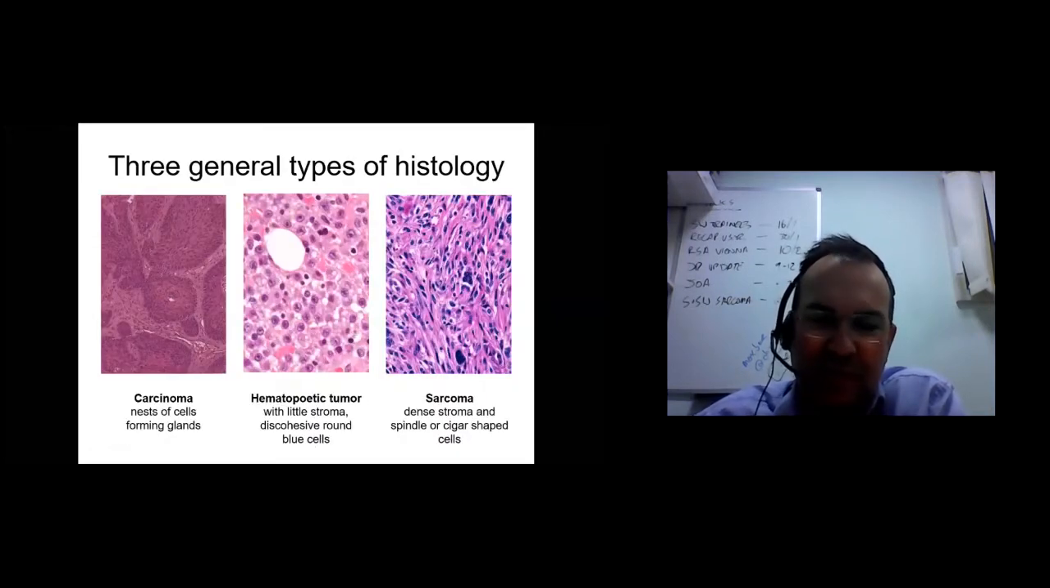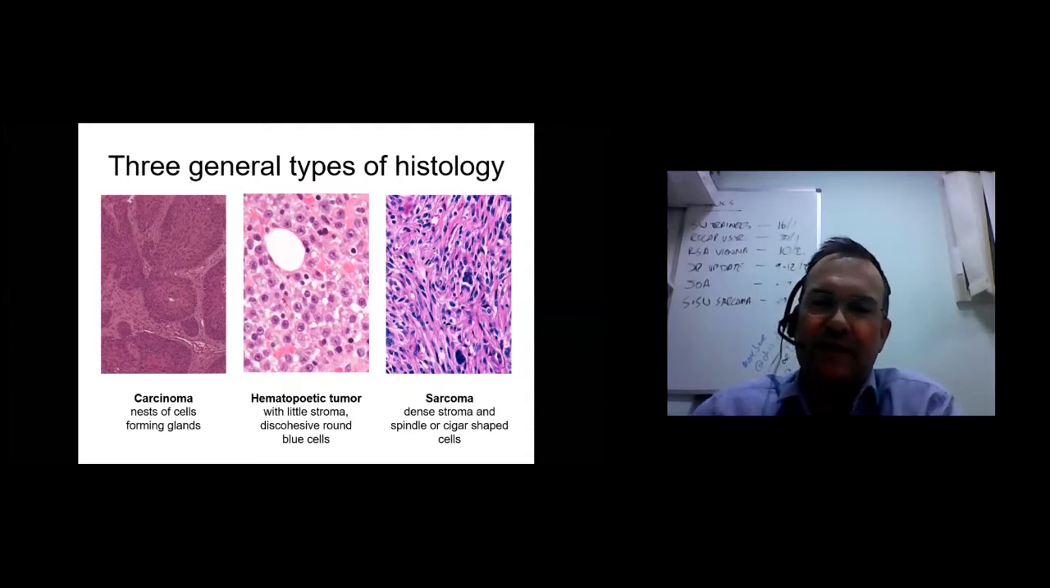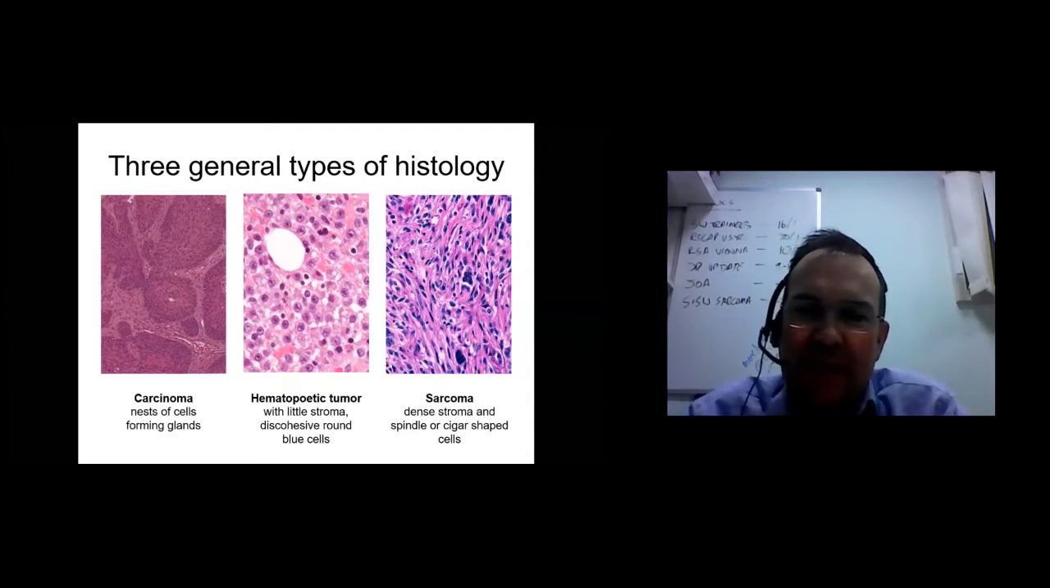Not too much histology, you'll be pleased to know, but you could get this in the exam, so it's reasonable to just discuss it very briefly. The 3 main types of tumor that you might expect to see: carcinoma, shown on the left-hand side of the screen, nests of cells, lots of glandular type structures. In the middle of the screen, the hemopoietic tumors with relatively little stroma. So these are things like the lymphomas and the myelomas. And then on the right, the subject mainly of today's discussion, which is sarcoma. And that's that really dense stroma with spindle or cigar-shaped cells, very disorganized and haphazard, with lots of cell bodies.